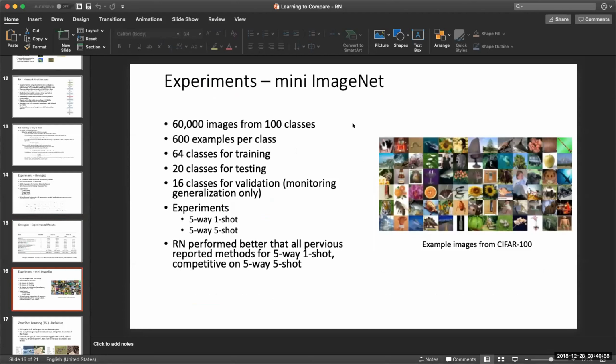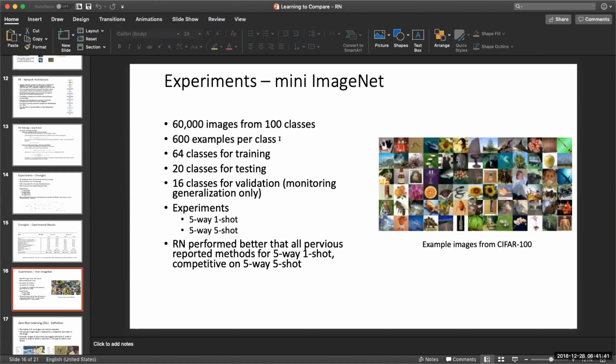Another experiment that is performed in the paper is mini ImageNet, which I believe is what I've called CIFAR 100. So it has 60,000 images from 100 classes. So it's perfectly balanced. If you divide that, you would get 600 examples per class.